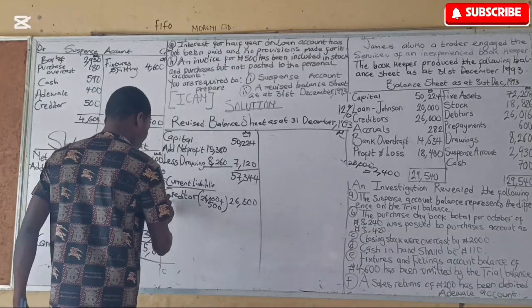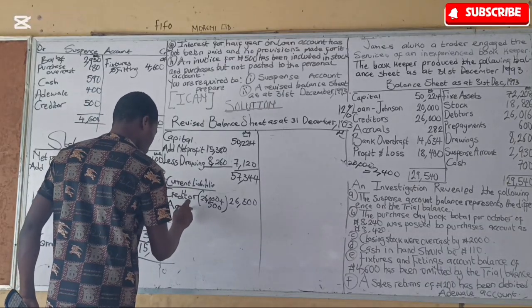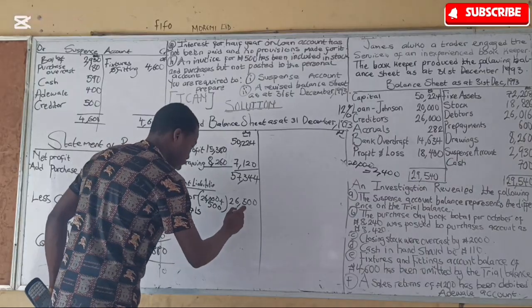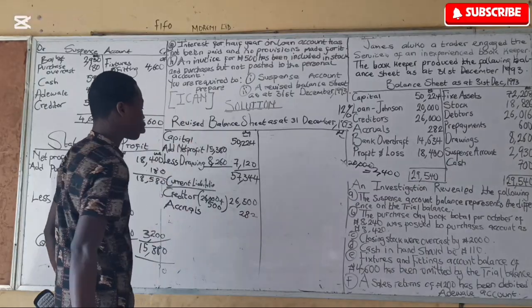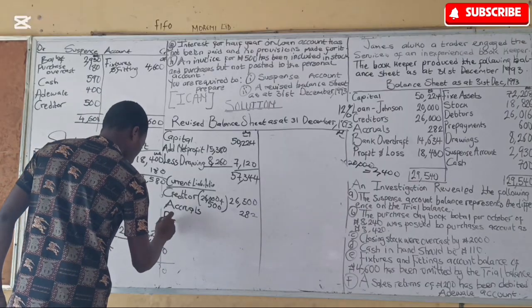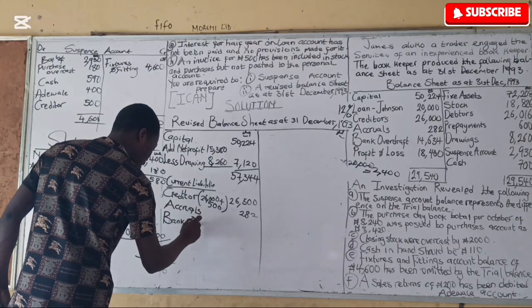Now let's look at the next one. We have our price. We just write it here, 282. Then we have bank overdraft.